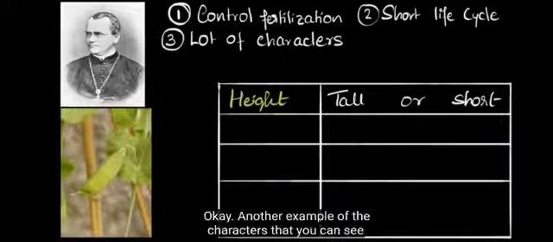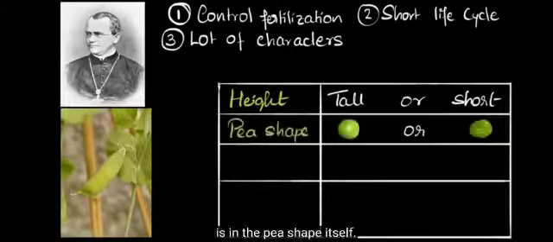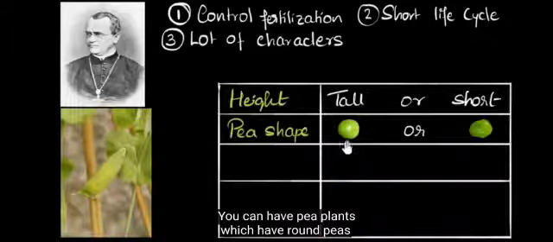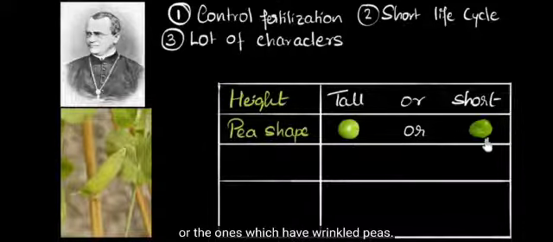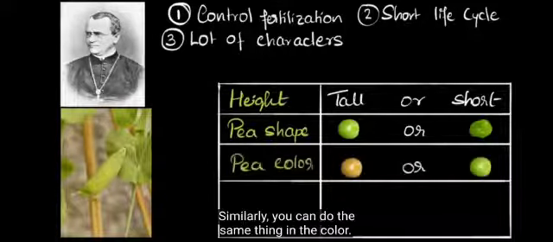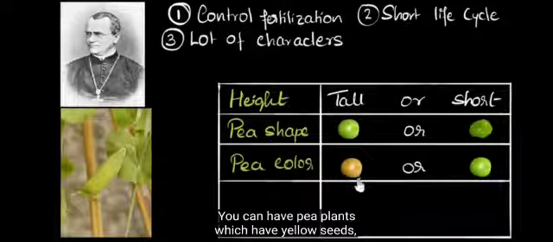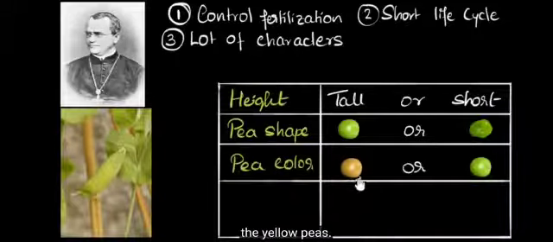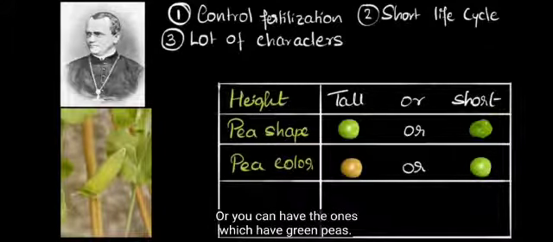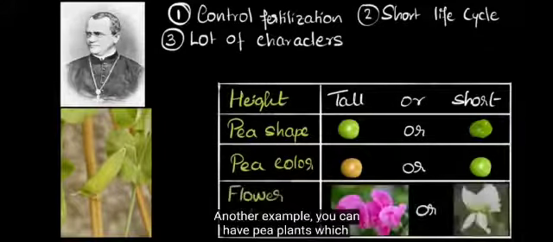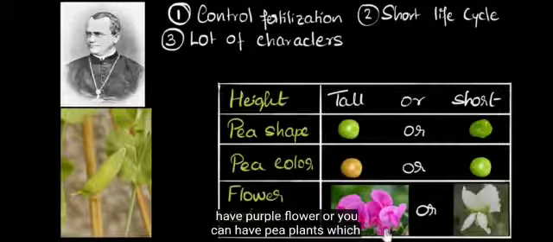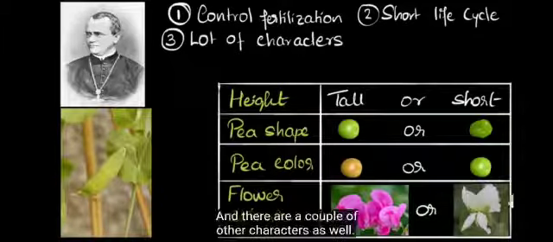Okay. Another example of the characters that you can see is in the pea shape itself. You can have pea plants which have round peas or the ones which have wrinkled peas. Similarly, you can do the same thing in the color. You can have pea plants which have yellow seeds, the yellow peas, or you can have the ones which have green peas. Another example, you can have pea plants which have purple flower, or you can have pea plants which have white flower. And there are a couple of other characters as well.